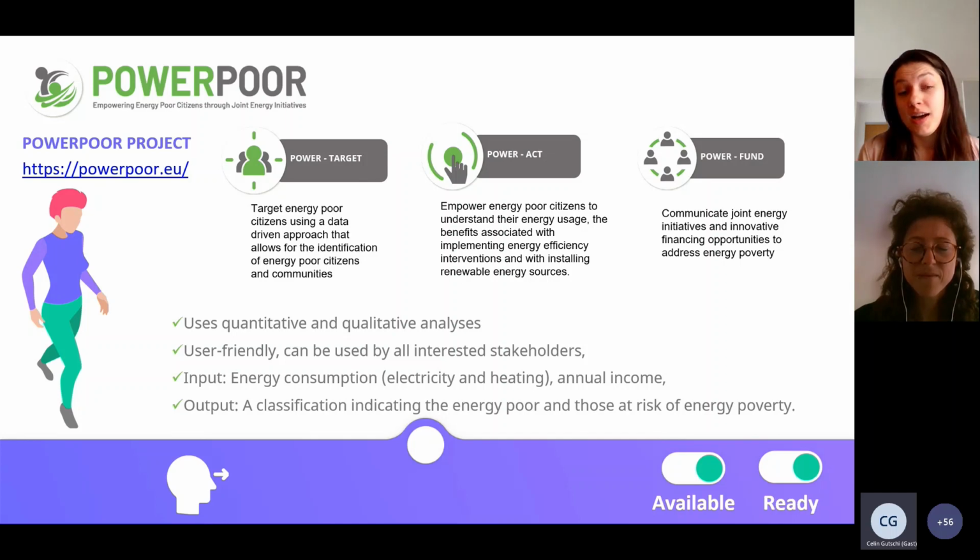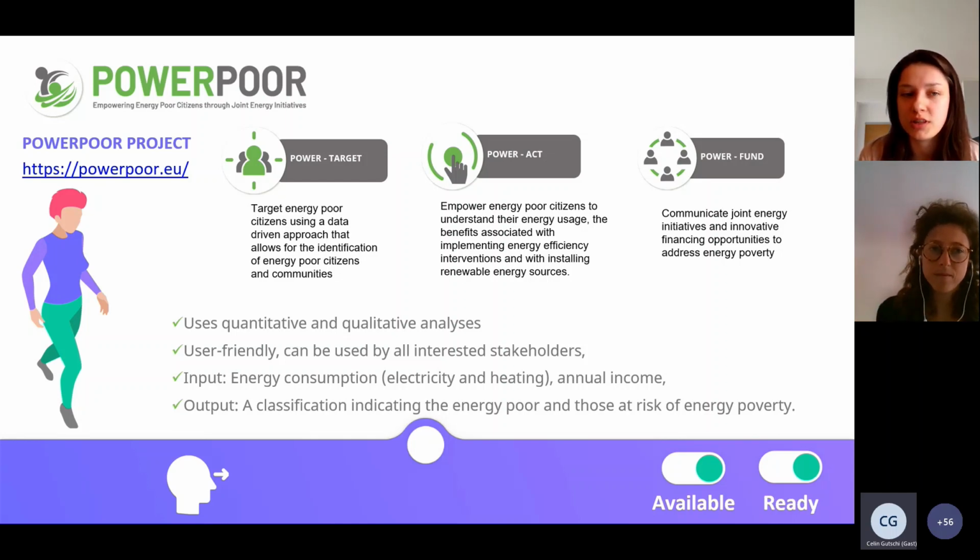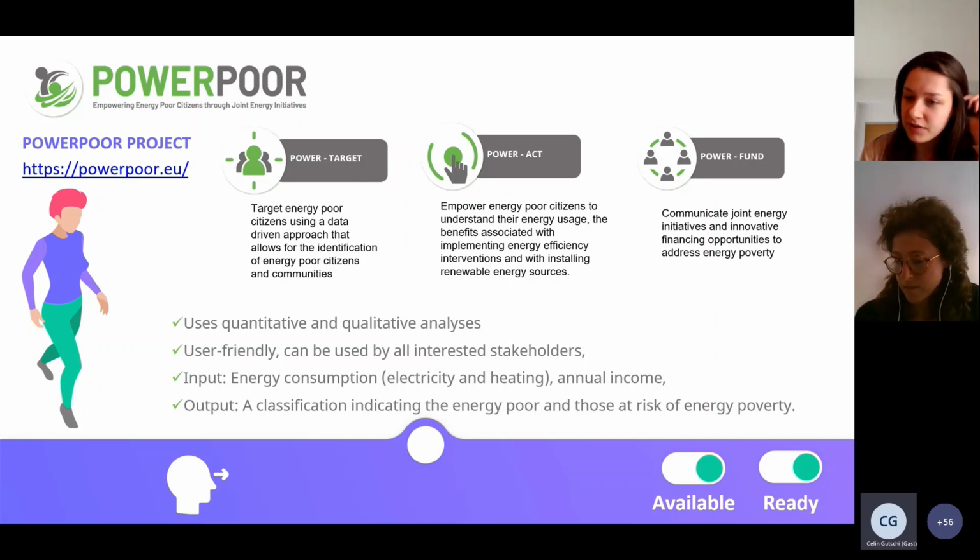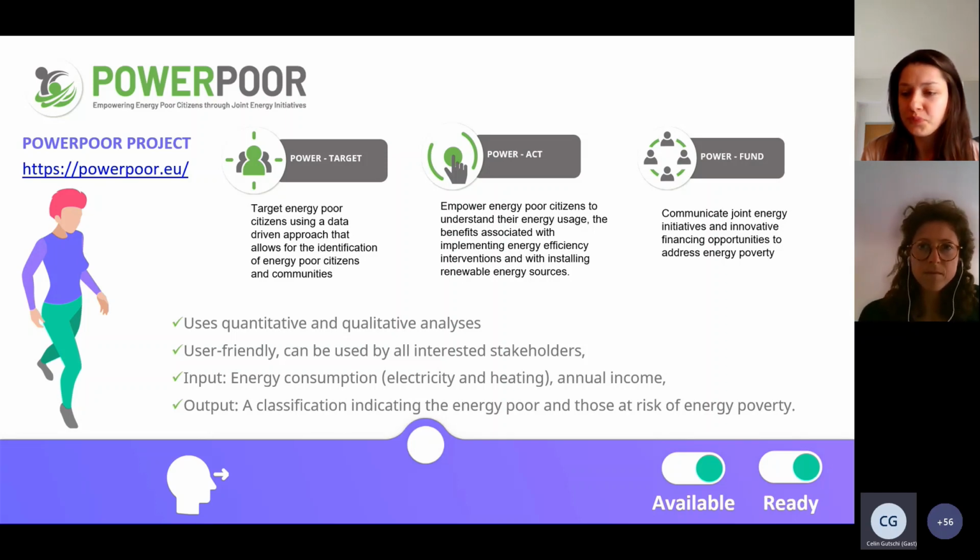So what we aim to do in the project is marry energy poverty with energy communities. So provide a solution to energy poverty through energy communities. That is why the toolkit has 3 different interfaces. The first one is the Power Target tool. And what can be done using the toolkit?